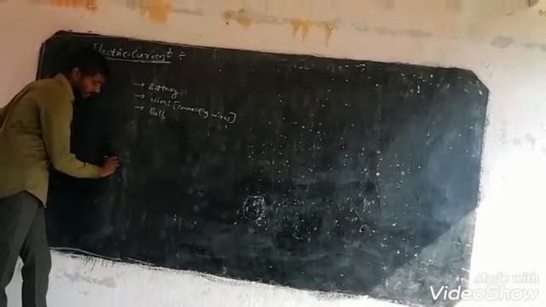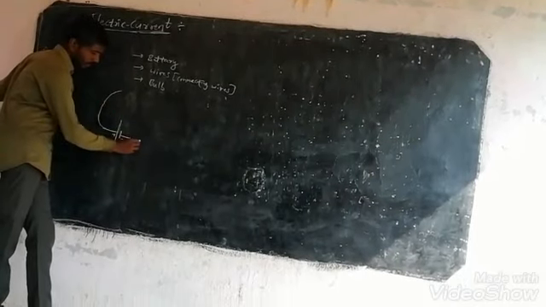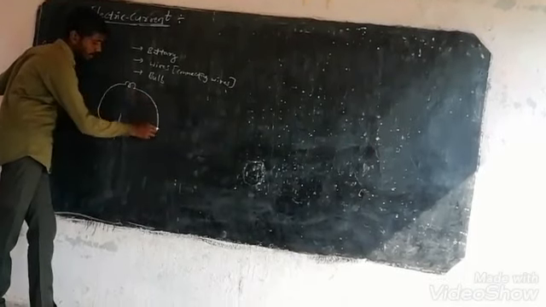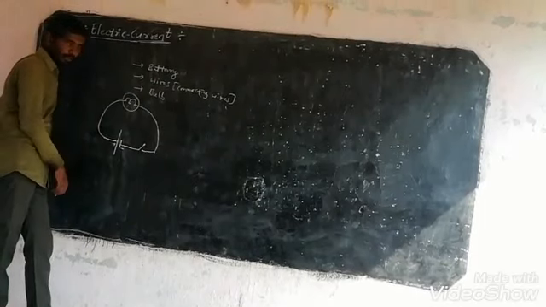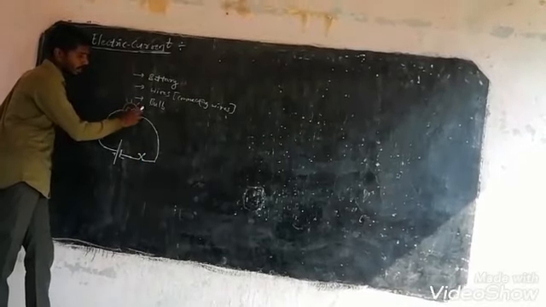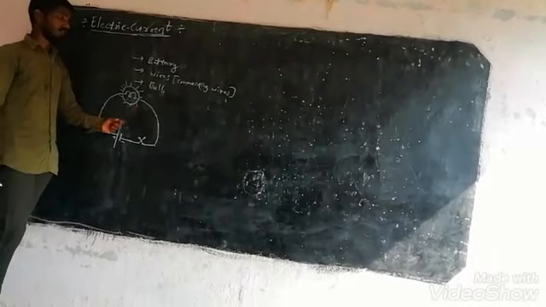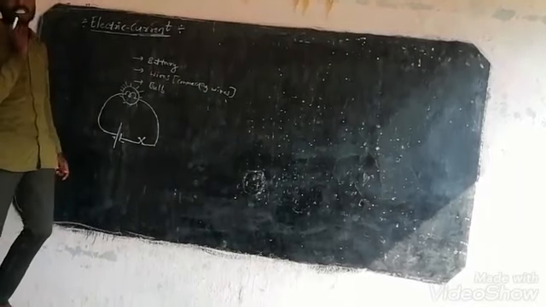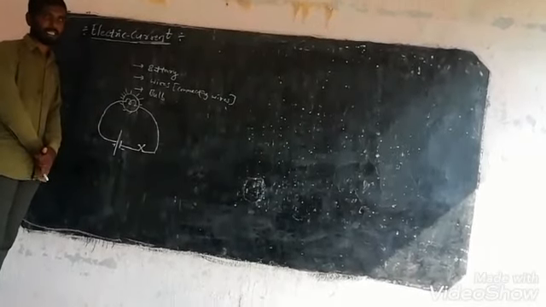Here this is the battery, plus and minus, and these are the connecting wires. Here is one switch, and here is the bulb. Initially the bulb is in the off position. Now whenever you close the switch, the bulb will glow. These wires are conductors. Conductor means the material is a metal.